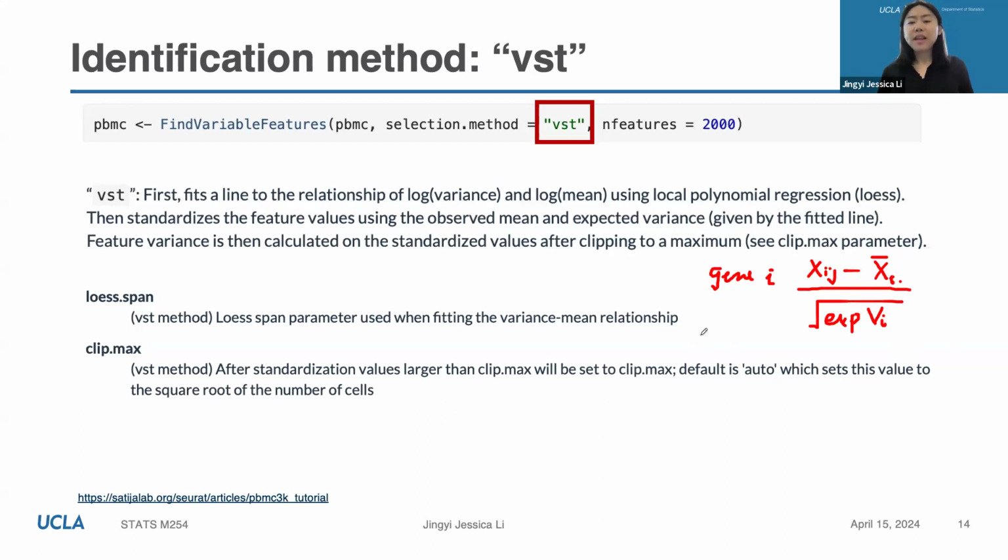And then what you do next is the clipping. Clipping means truncation. For this standardized value, you compare it to the clip max value you previously set. In this case, the default for auto is that the maximum value is the square root of n, where n is the number of cells. You compare these values to this value. If they are bigger than the square root of n, you set them to the square root of n. But I actually have a question for you. Why do we want to do this?